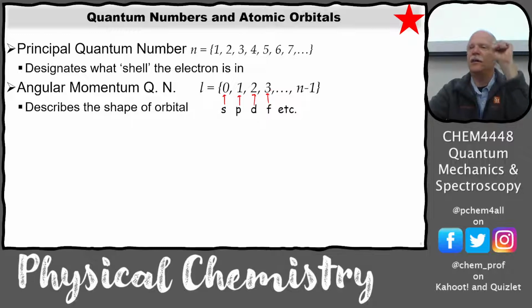And I always count these on my fist. This is very simple stuff. This is like freshman chemistry things that I tell the freshmen, but I like my PChem students like it too. So this is S. It looks like a sphere, right? P, D, F. I know that F has a quantum number 3, but you have to start with 0. So S is 0, P is 1, D is 2, F is 3.